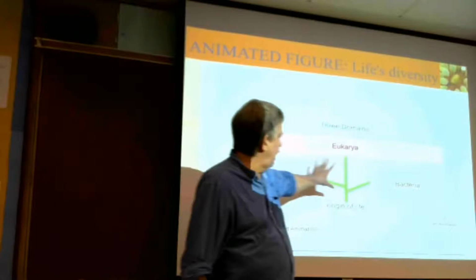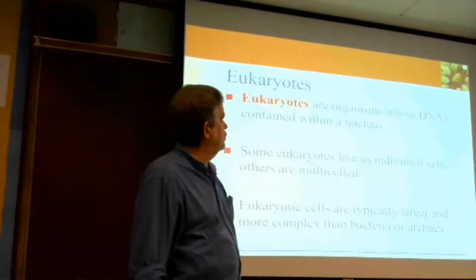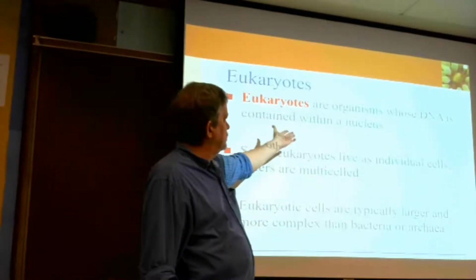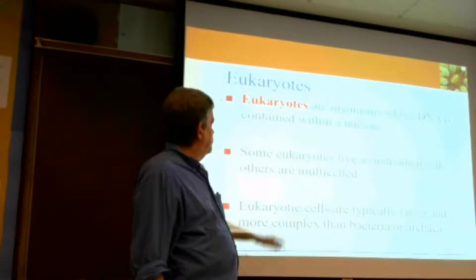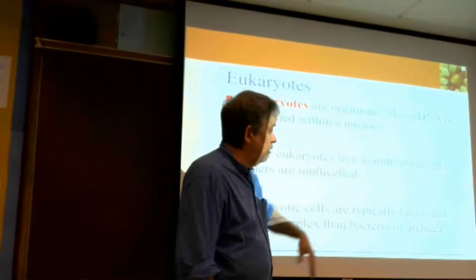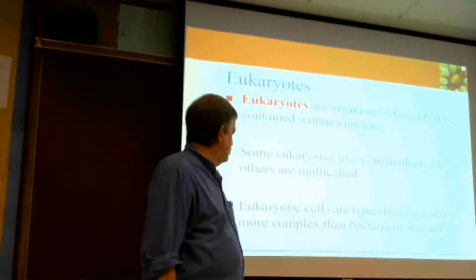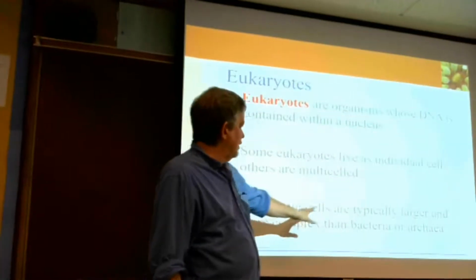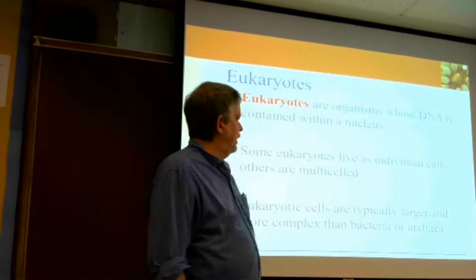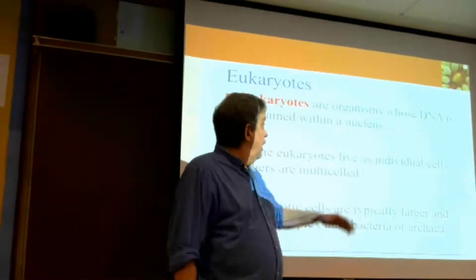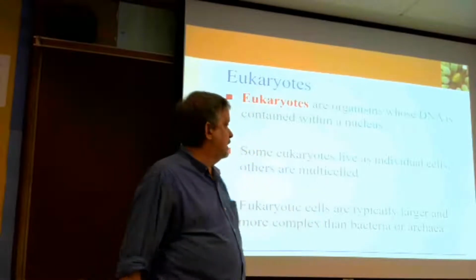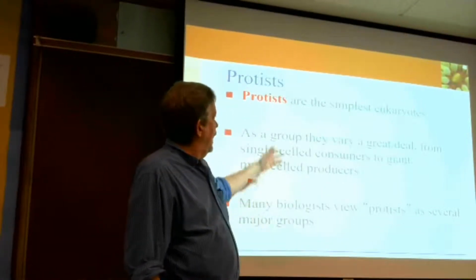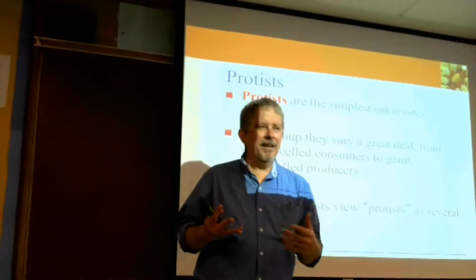And so they do not have a membrane-bound nucleus. So eukaryotes, the DNA is contained within a nucleus. Some eukaryotes live as individual cells, but most are multi-celled. Eukaryotic cells are typically larger and more complex than bacteria or archaea. Eukaryotic cells have a lot more organelles, which we will be discussing as we go through this. And so here's some different classifications.